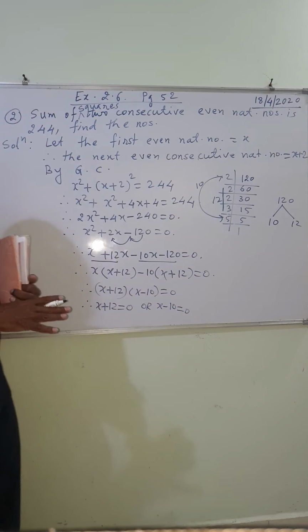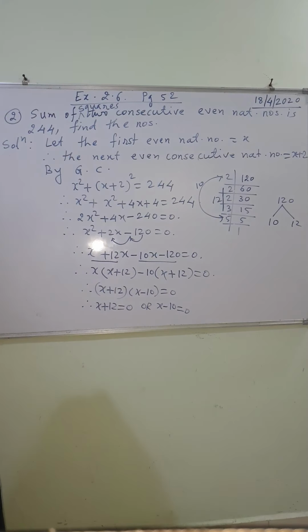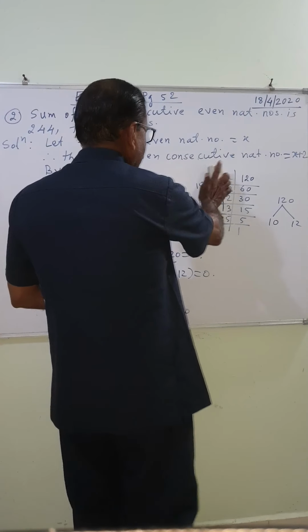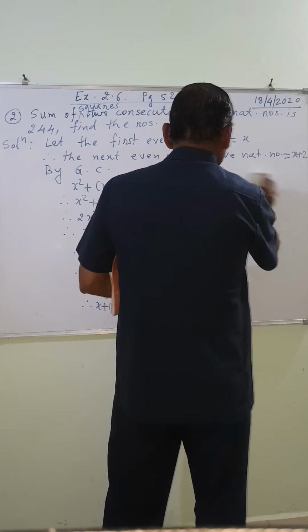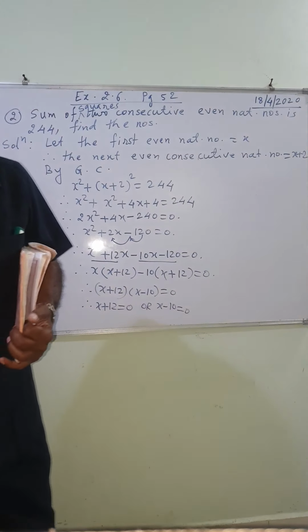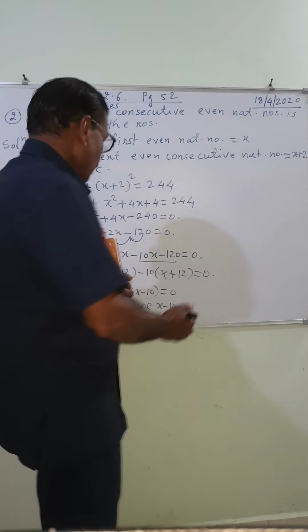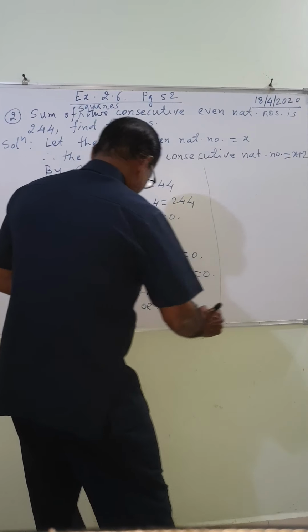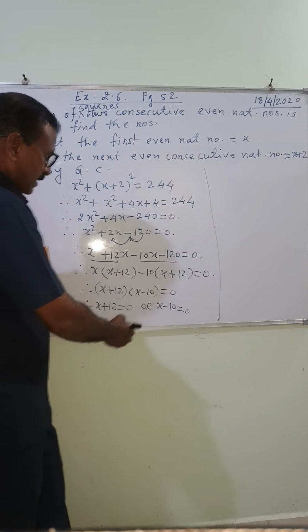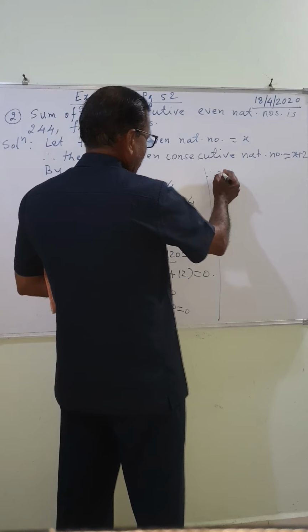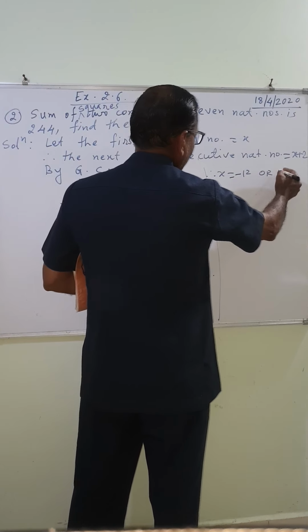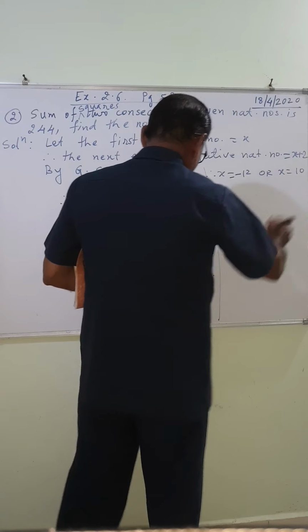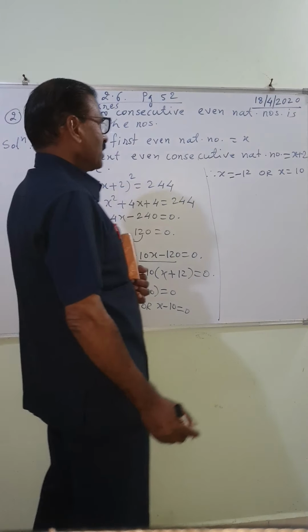Now I will simplify this. This plus 12 will go on that side. Therefore, x is equal to minus 12 or x is equal to 10. This minus 10 on that side will become plus.